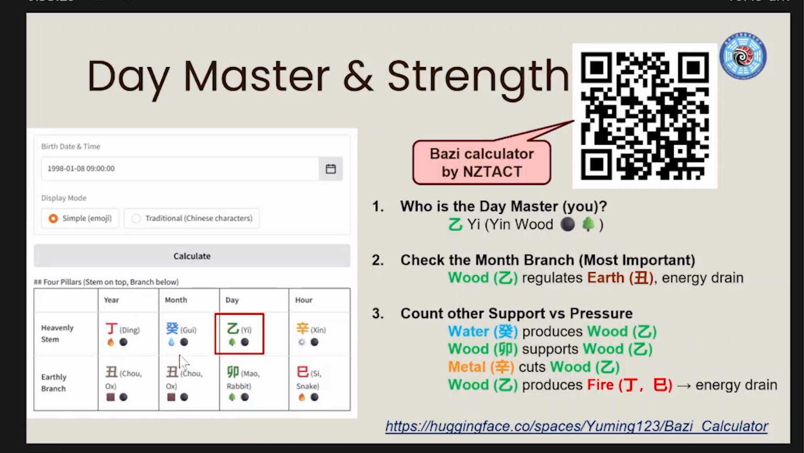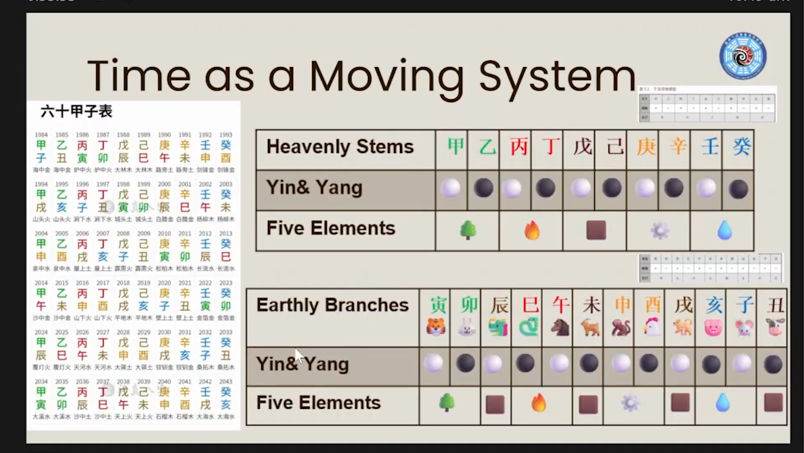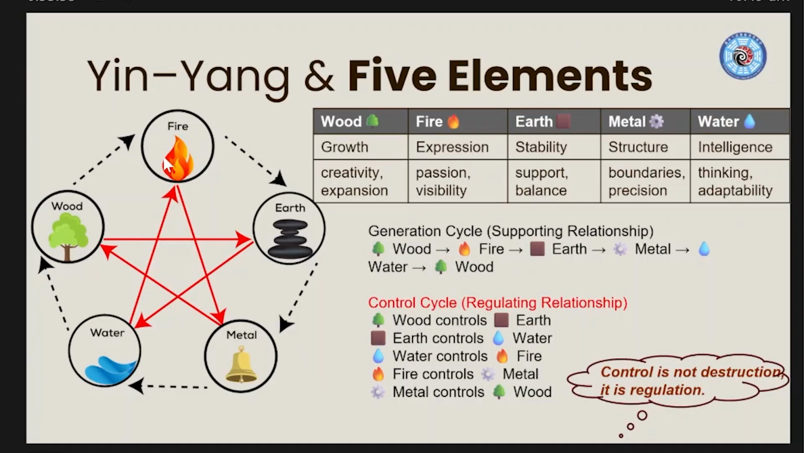So how does fire deal with the wood? The fire can burn the wood. If we go back to the circle here, we can find that the fire can burn the wood. That means the wood generates fire. So when the wood generates fire, it may exhaust itself.